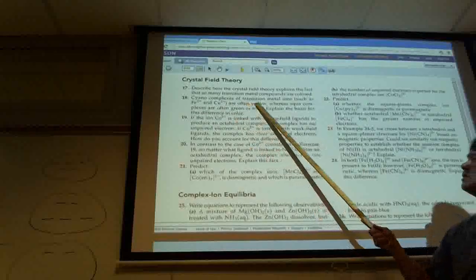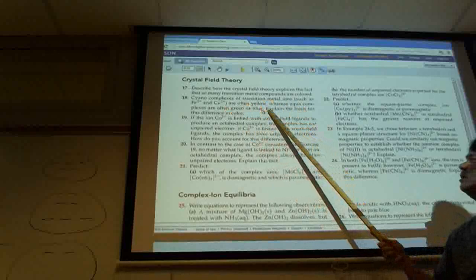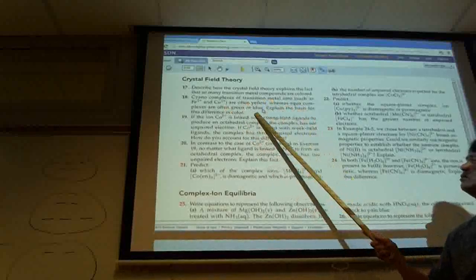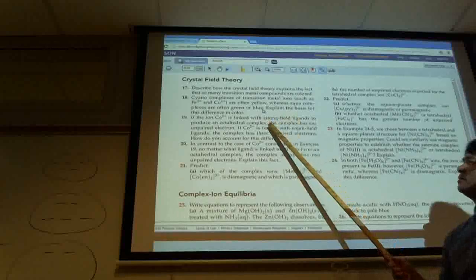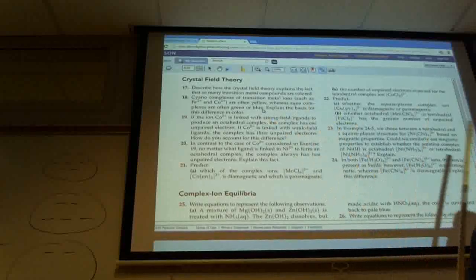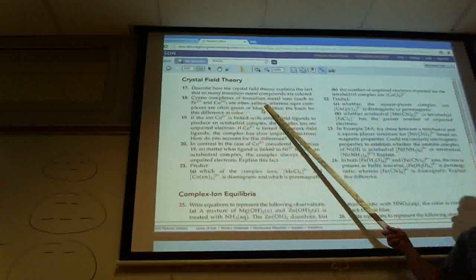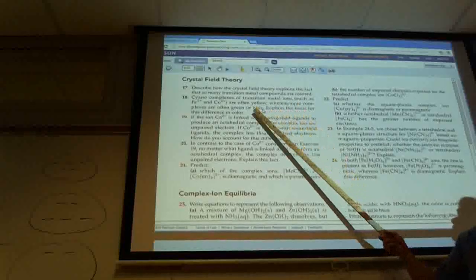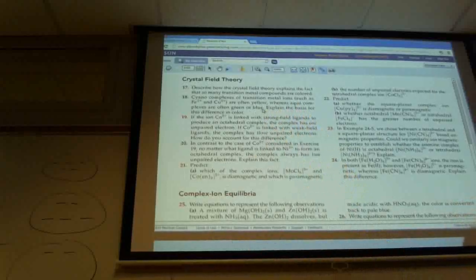Cyano complexes of transition metal ions, such as iron 2 and copper 2, are often yellow, whereas aqua complexes are often green or blue. Explain the basis for this difference in color. And so they're saying cyano complexes are typically yellow, whereas aqua complexes are green or blue. Somebody tackle that one for me.